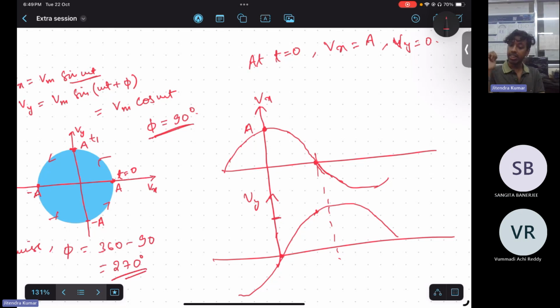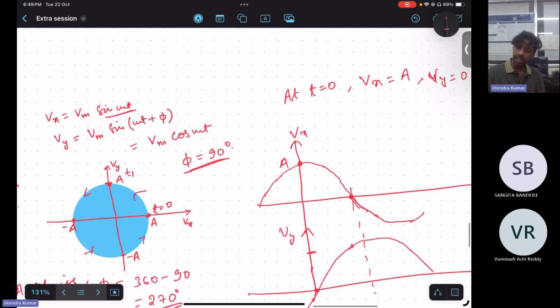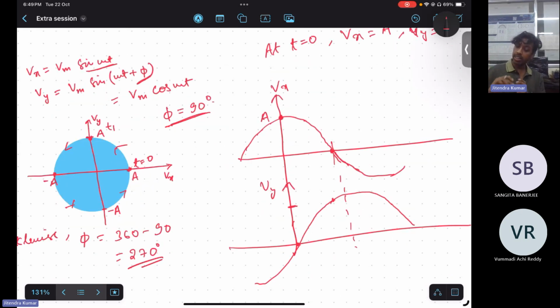Excellent. So Vy is lagging by 90 degrees, which means Vy is leading by 270 degrees. Is that fine? So here this phi is nothing but the angle by which Vy is leading Vx. So Vy is lagging by 90 degrees, that you agree, right? In other terms, if Vy is lagging by 90 degrees, it will lead by 360 minus 90, so 270 degrees.